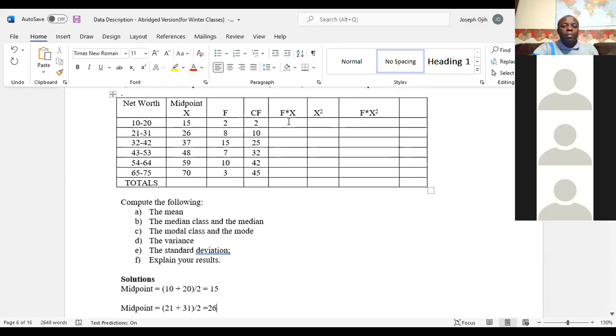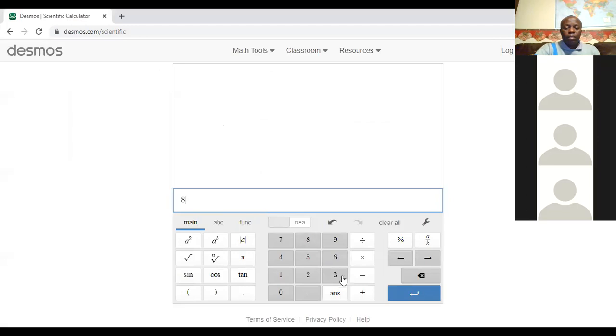Now, frequency times X is this one here times that. So frequency times X. So 2 times 15 is 30. Everybody knows that. It's 30. 8 times 26. We have 8 times 26 is 208. So we got 208.